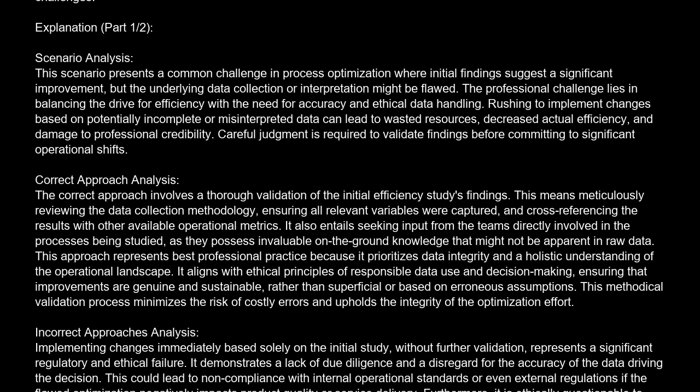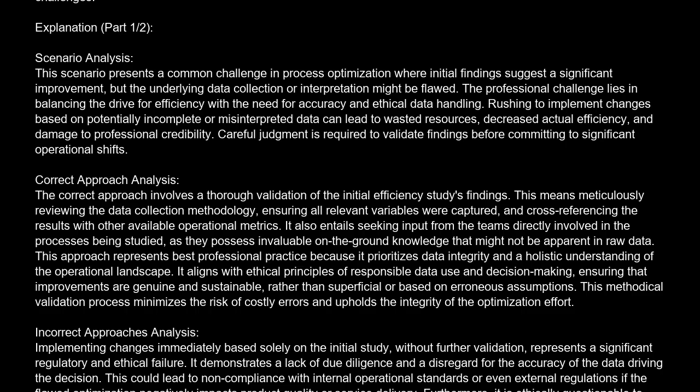The correct answer is C. Conduct a more comprehensive data collection phase, including a full year cycle to capture seasonal impacts, and consult with the production floor team to validate the proposed upgrade's practical feasibility and potential unforeseen challenges. Explanation. Scenario analysis. This scenario presents a common challenge in process optimization, where initial findings suggest a significant improvement, but the underlying data collection or interpretation might be flawed.